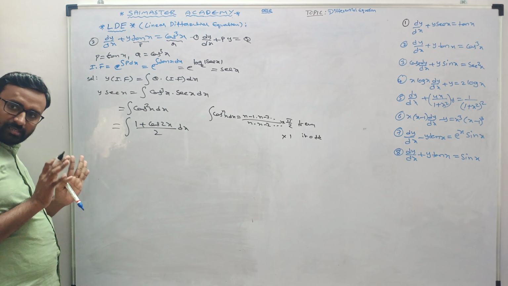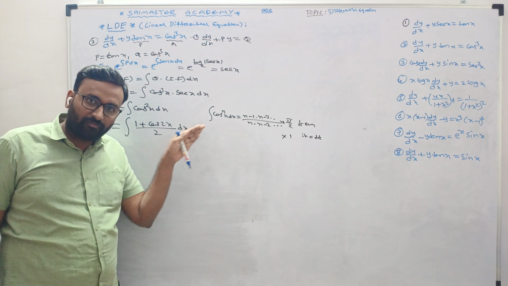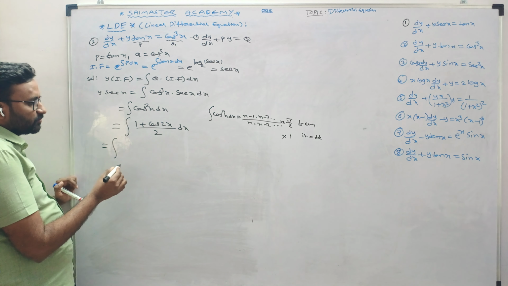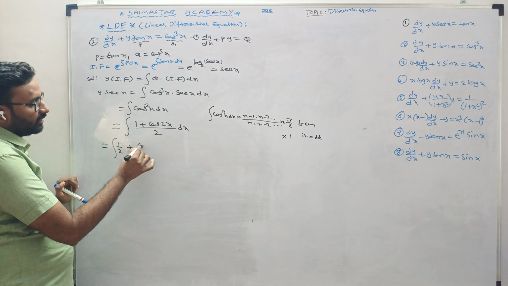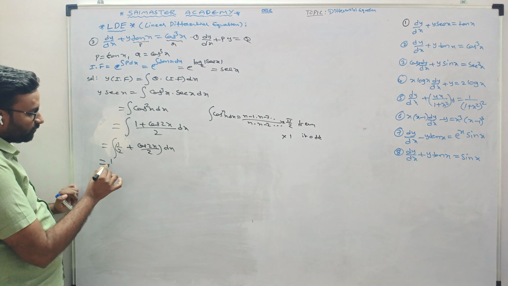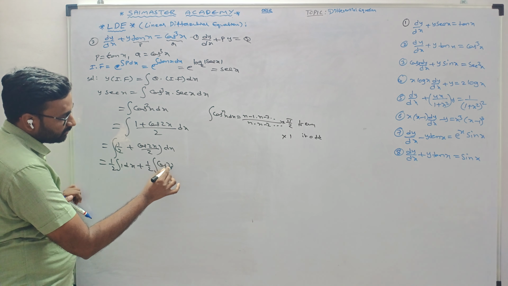Whichever way you do it, the same answer will come. So select whichever is better; I will give from both. Listen, this is equal to integral of (1 plus cos 2x) by 2, which is 1 by 2 plus cos 2x by 2, into dx. Separate the integration: 1 by 2 integral 1 dx plus 1 by 2 integral cos 2x dx.